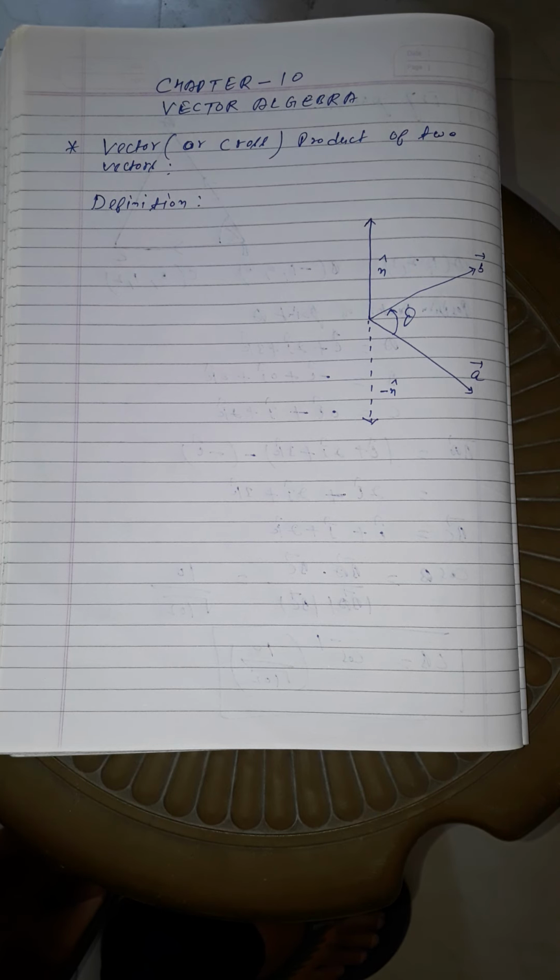Let us continue with your chapter number 10, Vector Algebra. Today we will discuss the topic vector or cross product of two vectors. So, first we will discuss the definition, students. Definition of cross product of the two vectors.